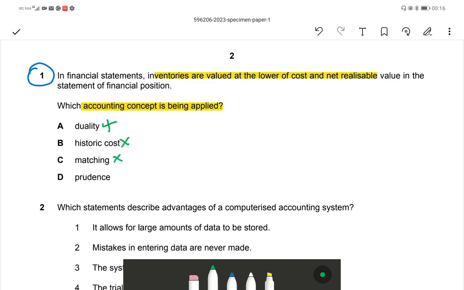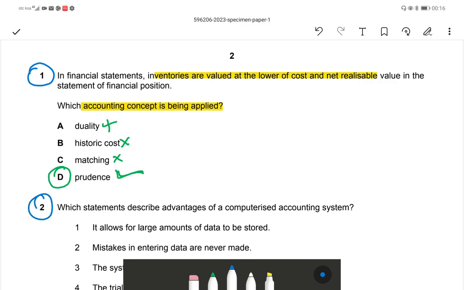Matching means cost should be matched with the revenue. Prudence: assets are not overstated, liabilities and expenses are not understated. So the correct answer is option D.